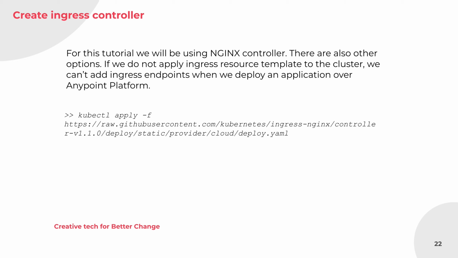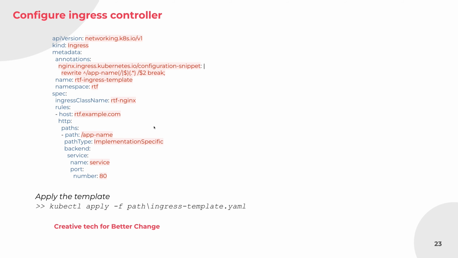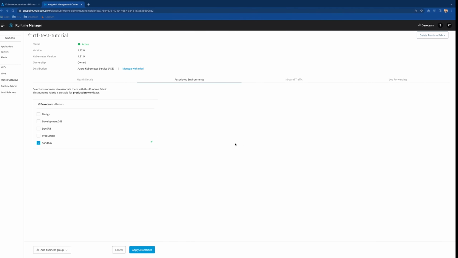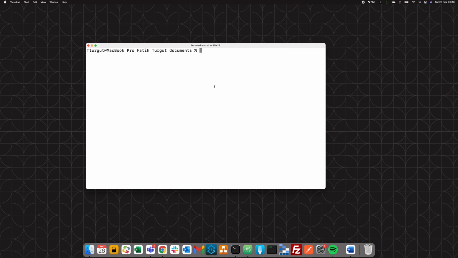So there are obviously other options that you can use. If you do not apply an ingress resource template to the cluster, we can add ingress endpoints when we deploy an application over Anypoint Platform. So in order to apply, actually we will be using a ready-to-go ingress template here. So I will be moving back to my terminal and paste that here.